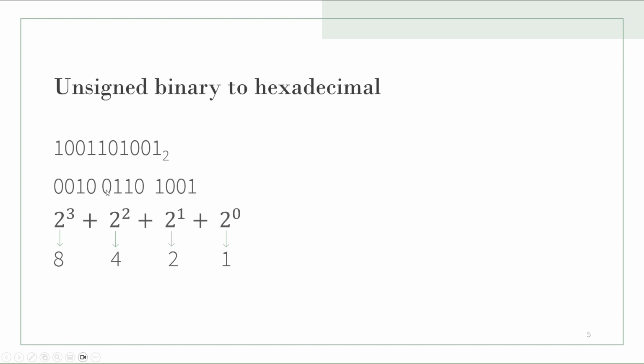And then same with this, 0 times 8, 1 times 4, 1 times 2, 0 times 1, and then you add them together for 6, so you'd have a 6. So your answer ends up being 269 with the base 16. That is the base for hexadecimal.